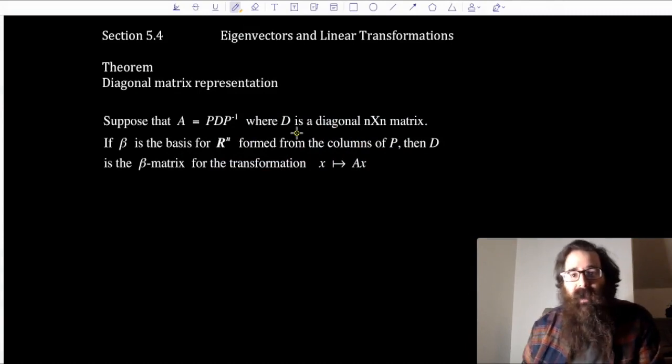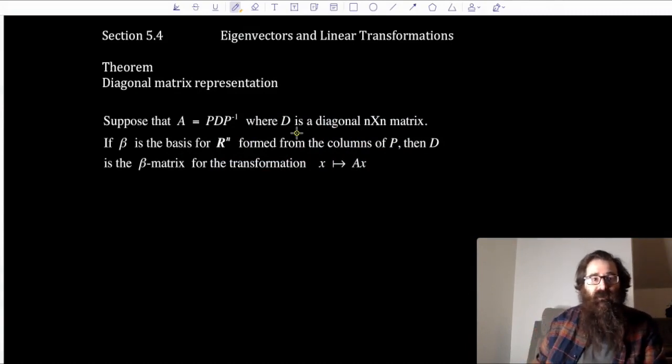Hey, today we're going to take a look at eigenvectors and linear transformations. We're going to talk about our diagonal matrix representation. So I'll say suppose that A is equal to PDP inverse, where D is a diagonal n by n matrix. If beta is the basis for Rn formed from the columns of P, then the diagonal matrix D is the beta matrix for the transformation mapping x to Ax.